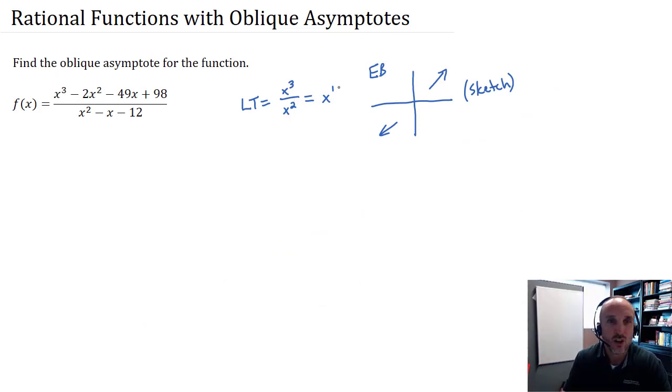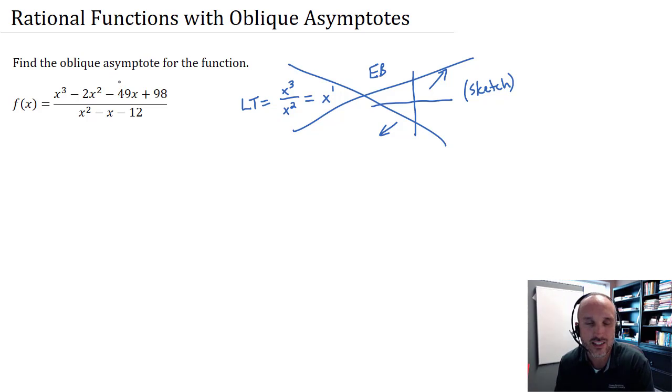So we want to find the oblique asymptote. That is the line that the curve gets infinitely close to on both ends. And we know that this is going to have a linear end behavior because when you divide the leading terms, you get x to the first power. So how do you do it? Well, you do it using long division.